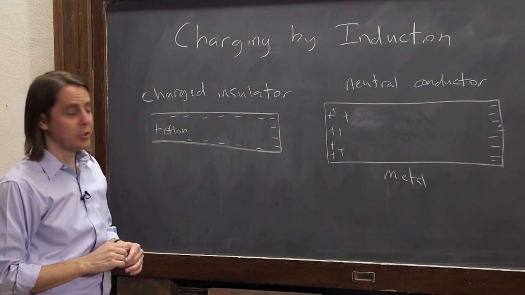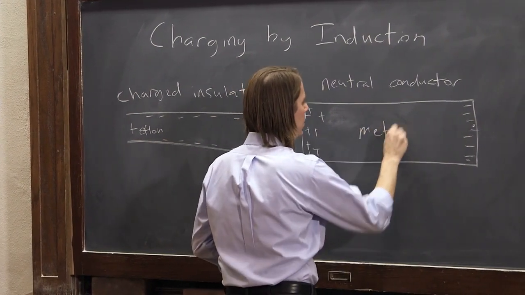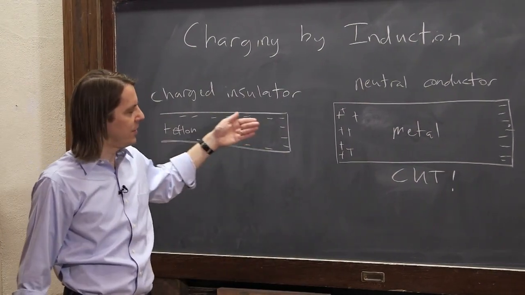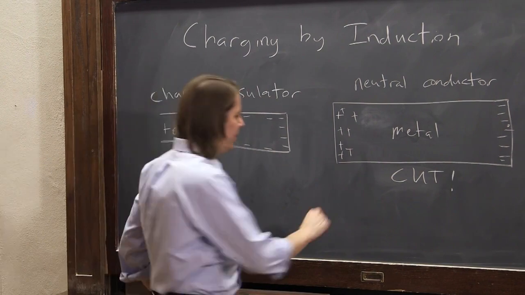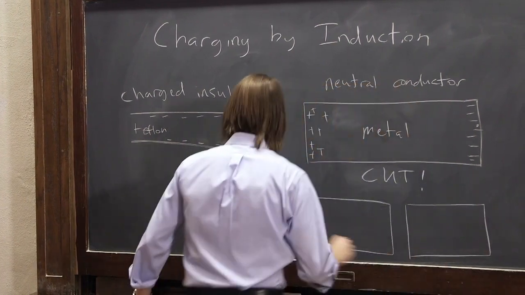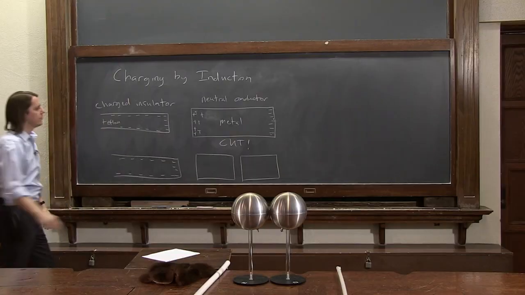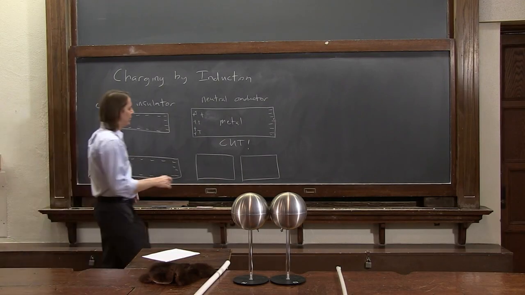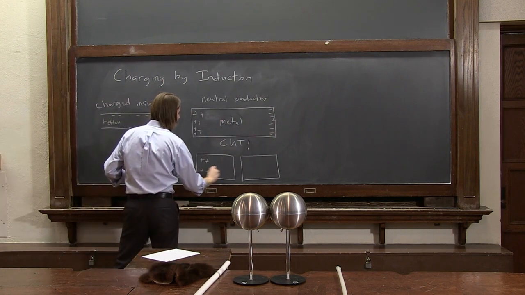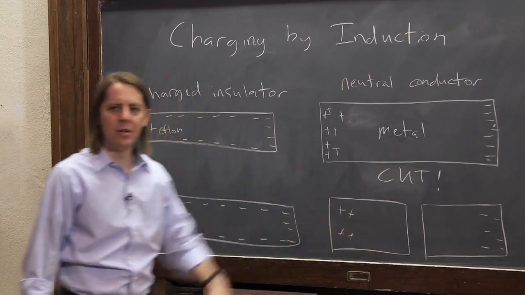So now, to charge by induction, all we have to do is one thing. With the negatively charged insulator still here, we just cut it in half into two pieces of metal. The charges don't have any need to go anywhere. They're happy where they are. But because of the way it's all set up, and with this still here, you end up with positive here and negative here. All we did was make an imaginary cut right in the middle.